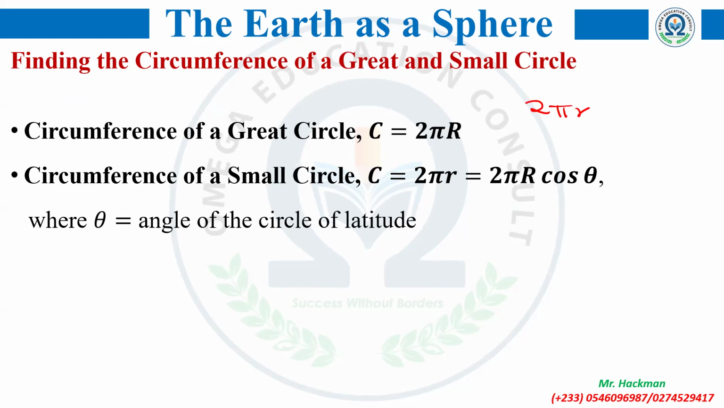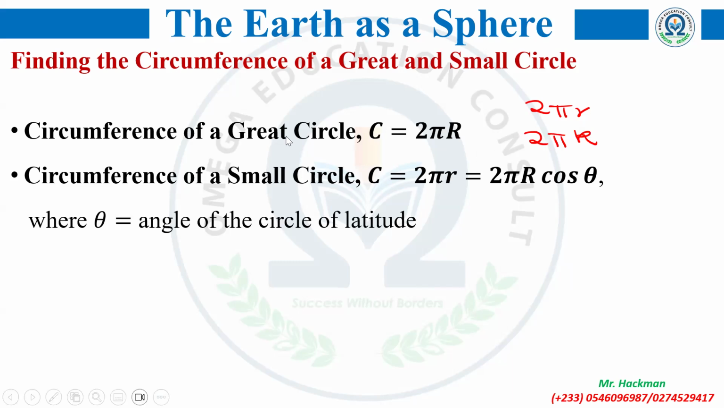Where small r is what? Is the radius of what? Of the circle. However, in this case, because we are using small r for small circles, this formula, if I quote it in terms of small r, then I'm dealing with a small circle. It means the circle that I'm dealing with is that of a small circle. However, if it's that of a great circle, then it will be 2 pi, and in that case, my r will be capital R. You can see that this is the formula that we have there.